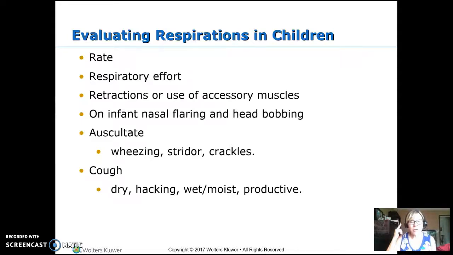Stridor you hear out loud. It's swelling in the throat and you hear it audibly. You don't need a stethoscope for it. Crackles. Cough. A dry hacking cough goes with asthma. A wet moist cough goes with RSV. Productive, that's really hard to say on a baby or a toddler, because if it is productive, they swallow it. They don't spit it out for you to see it.